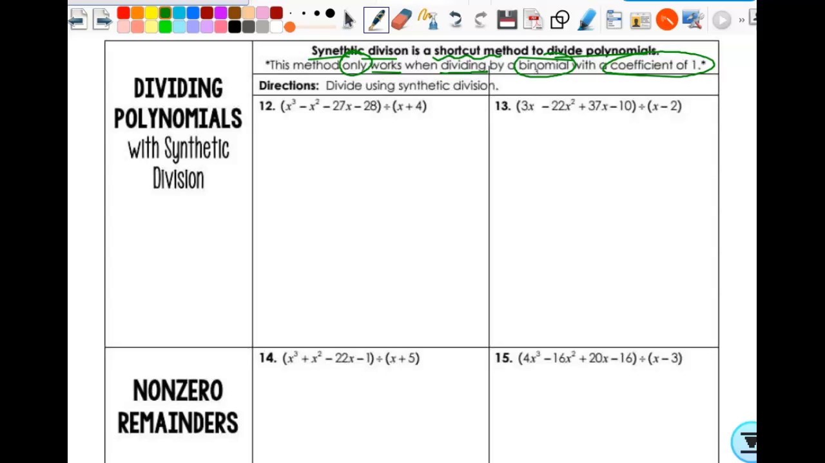All right, so we're going to skip a few of these. Which ones did I want to do? We're definitely not doing them all. Okay, let's start with number 12. So let's talk about the setup first.